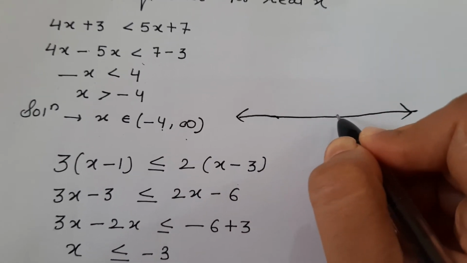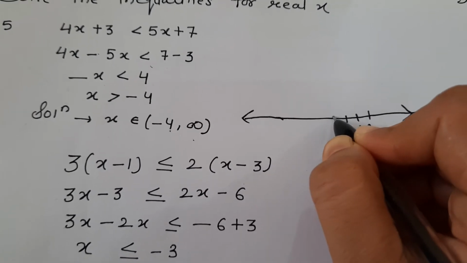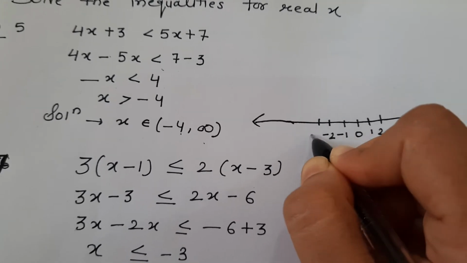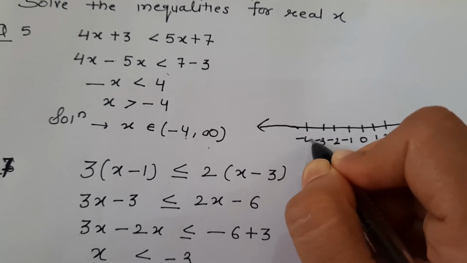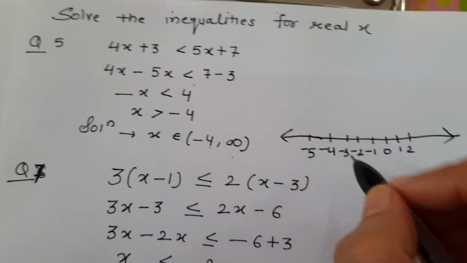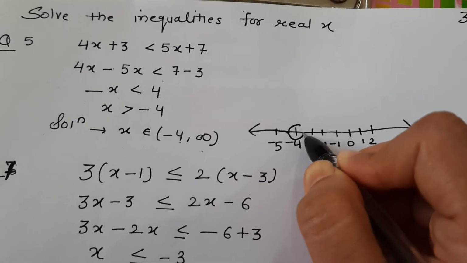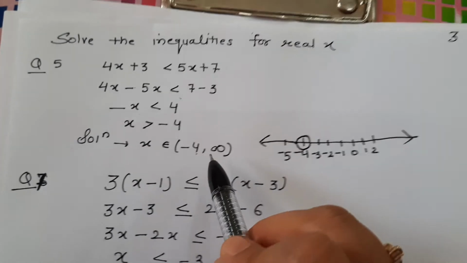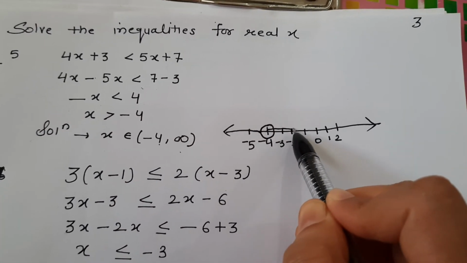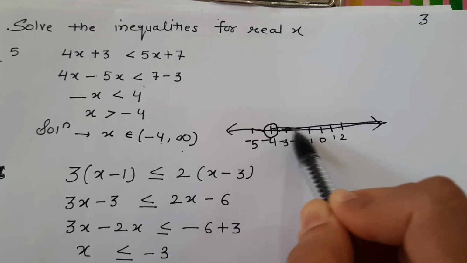Right? This is 0. Suppose you have 1, 2. Like I have minus 1, then minus 2, then minus 3, then minus 4, then minus 5. Right? What do you have? Greater than minus 4, but minus 4 is not included. If it is not included, we have an open circle and we have an open bracket here. Greater than minus 4, all the real numbers which are greater than minus 4. So this is your answer.